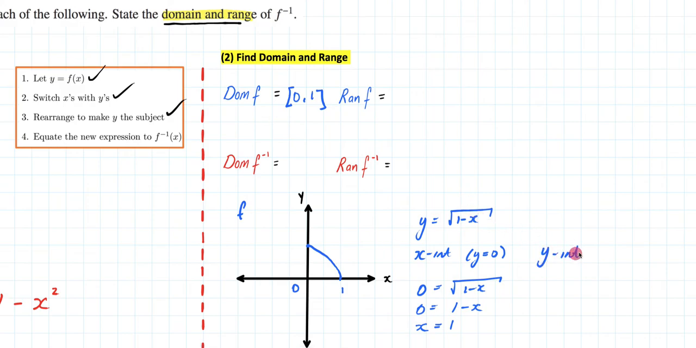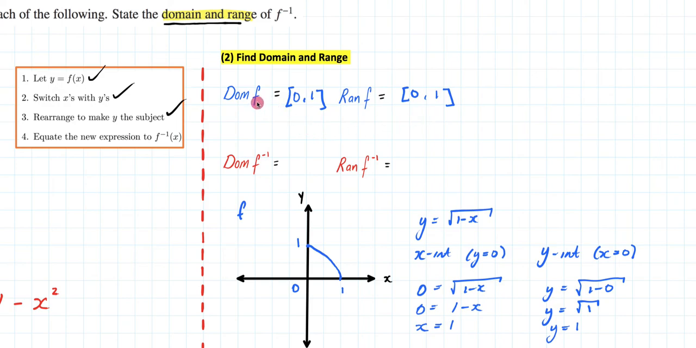So to find my y-intercept, I let x equal 0. So y equals the square root of 1 minus 0, which will leave me with y equals the square root of 1. The square root of 1 is 1. So that means this is 1. So my range is from 0 to 1.